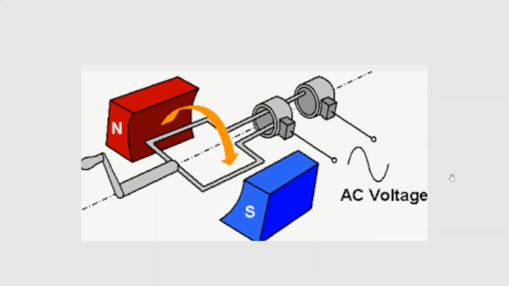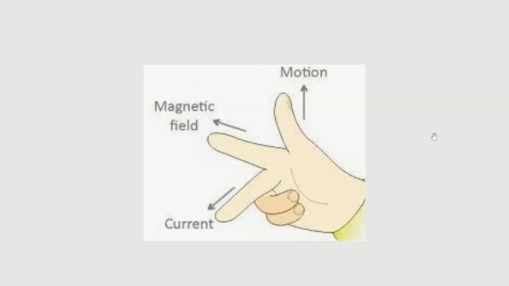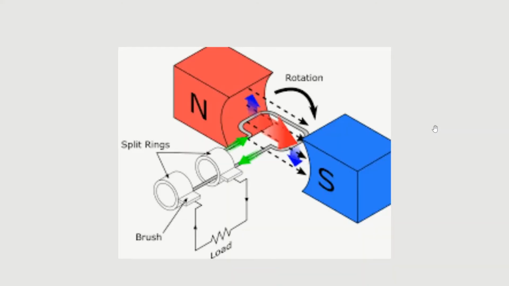So why is it called AC or alternating current? This is Fleming's right-hand rule. So the thumb equals the direction of the wire that is turning. The finger equals the direction of the magnetic field. The middle finger equals the direction of the current. So you can see in this image, as the wire alternates direction, the electric current alternates direction also.